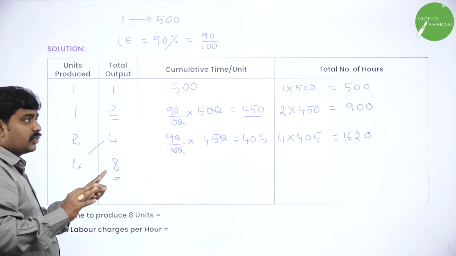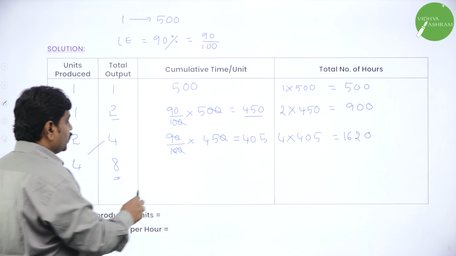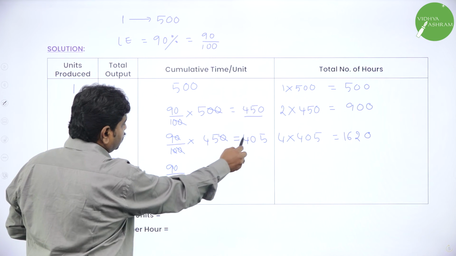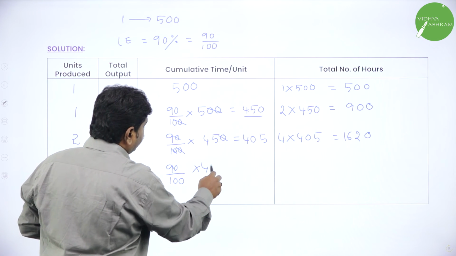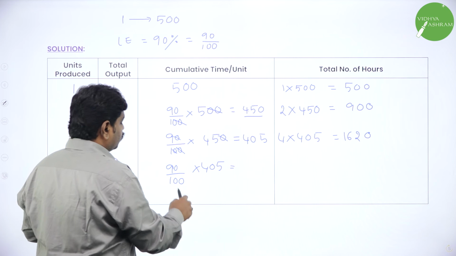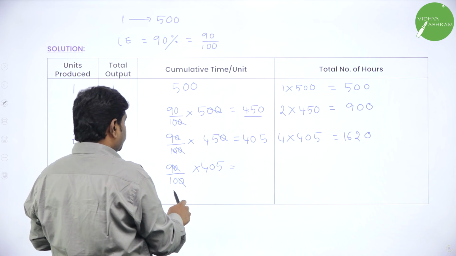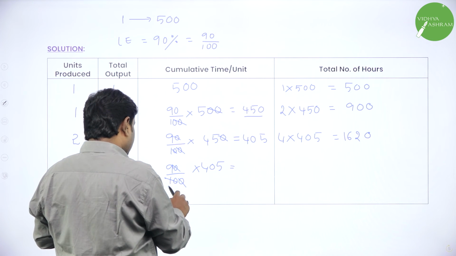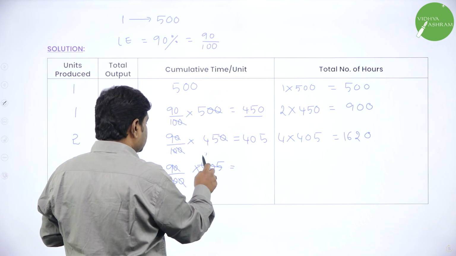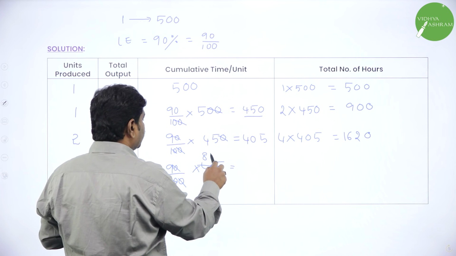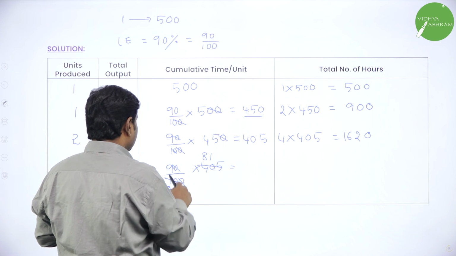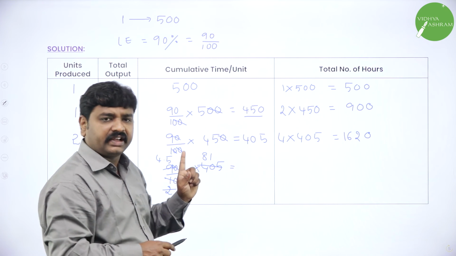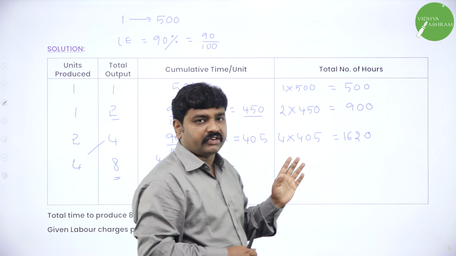I should stop because they want time for 8 units. So now in this column, 90% of the above value. 90% of above value, 405. 405 will fill. So 1 0, 1 0 I'll cancel. Then further simplify this. 5 2s are 10. 5 8s are 40. 5 1s are 5. Again 2 1s are 2, 4.5. Multiply 4.5 into 81.